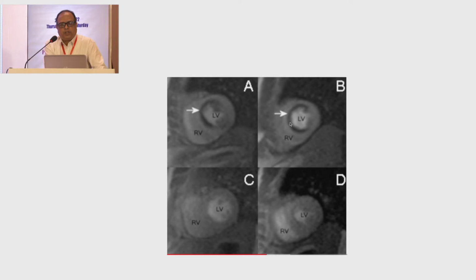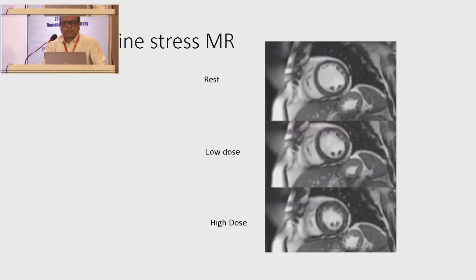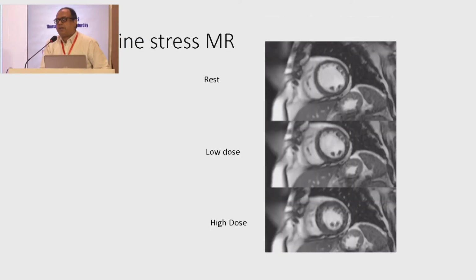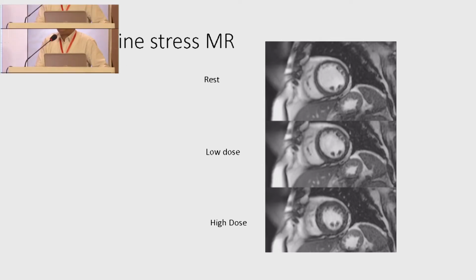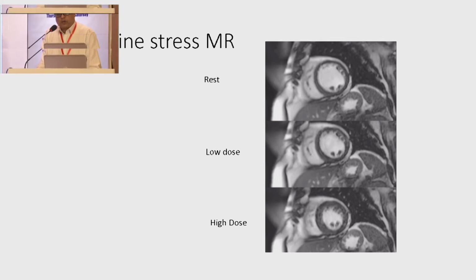Another case shows the anterior wall, septum, and inferior wall with a perfusion defect, as evidenced by the black line. And in rest condition, there is no perfusion defect. There are other modalities we can use to see the inducible ischemia, like dobutamine stress echo.